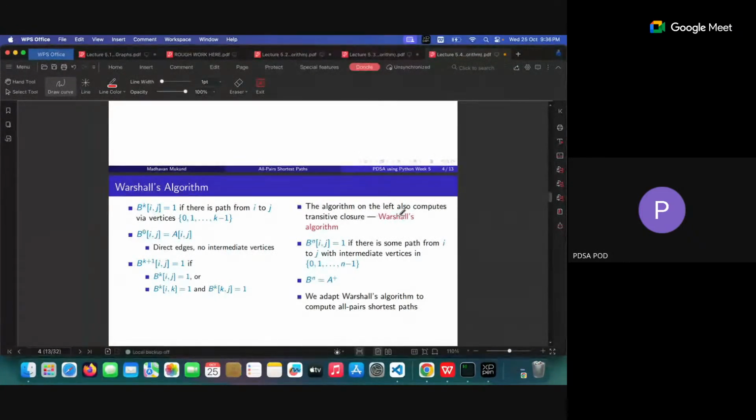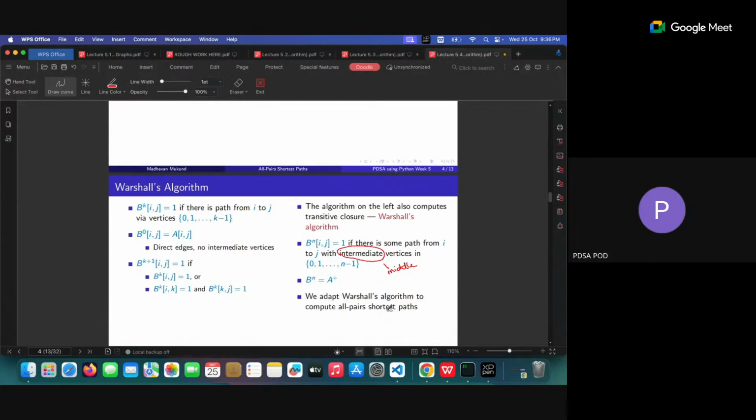The algorithm on the left also computes the transitive closure. So Warshall's algorithm: B of n I J equal to 1 means there is some path by traversing n number of intermediate vertices. In the middle, you need to traverse n number of vertices to reach from I to J. The B n is nothing but A plus.